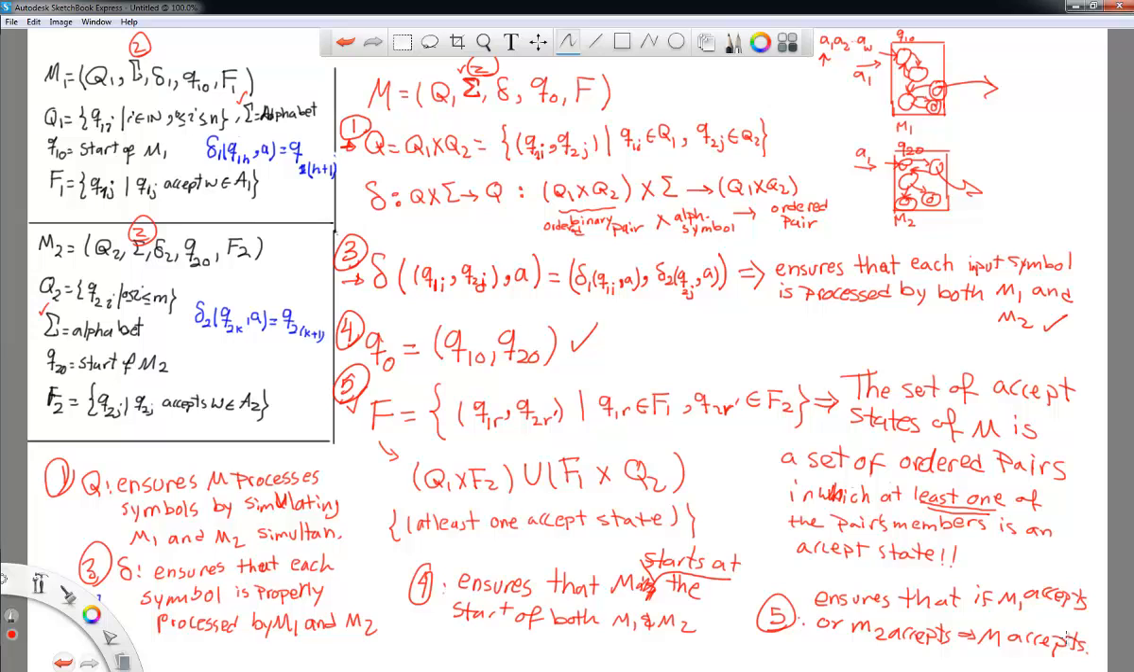And we are good. We have built a finite automaton M, designing its Q, its sigma, its delta, its Q sub 0, and its F, based on M sub 1 and M sub 2, that accepts any string that either M sub 1 accepts or M sub 2 accepts. As a byproduct of that, M is recognizing the union of A sub 1 and A sub 2. Therefore, by definition, the union of A sub 1 and A sub 2 is regular.